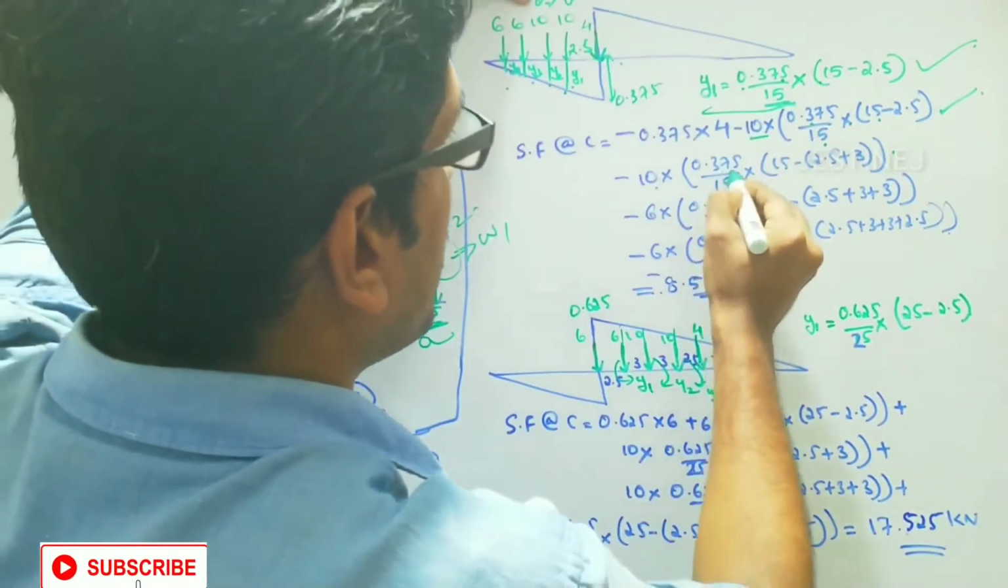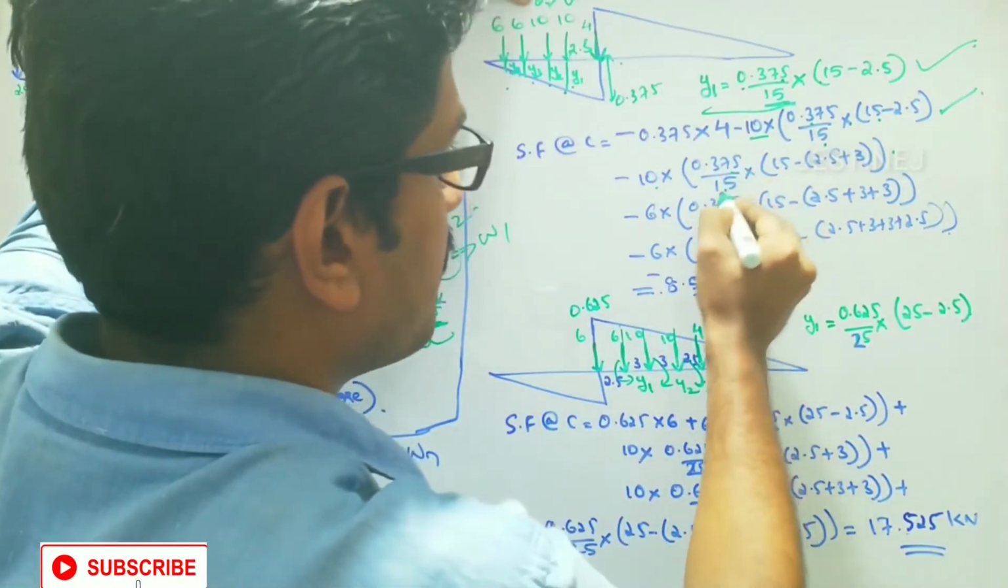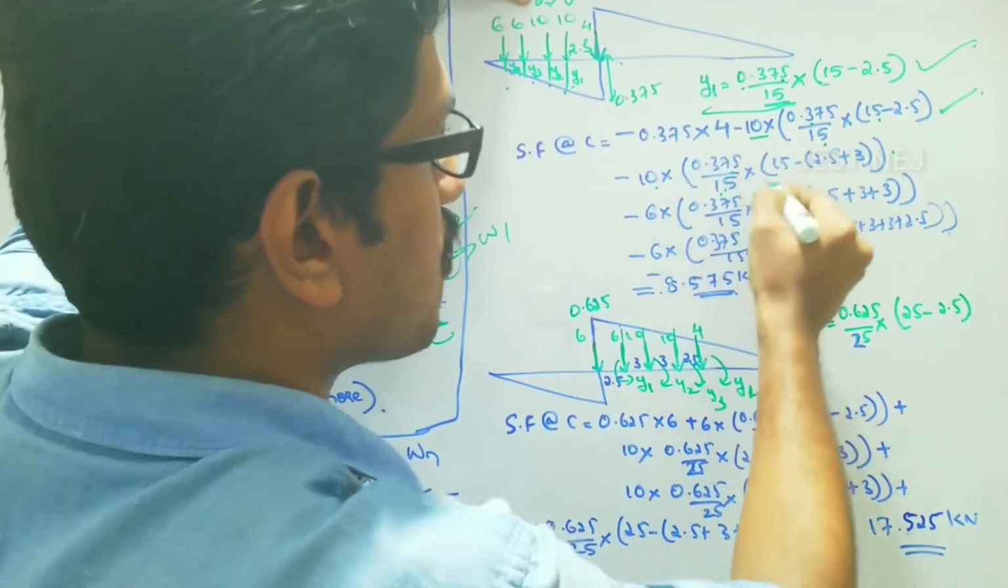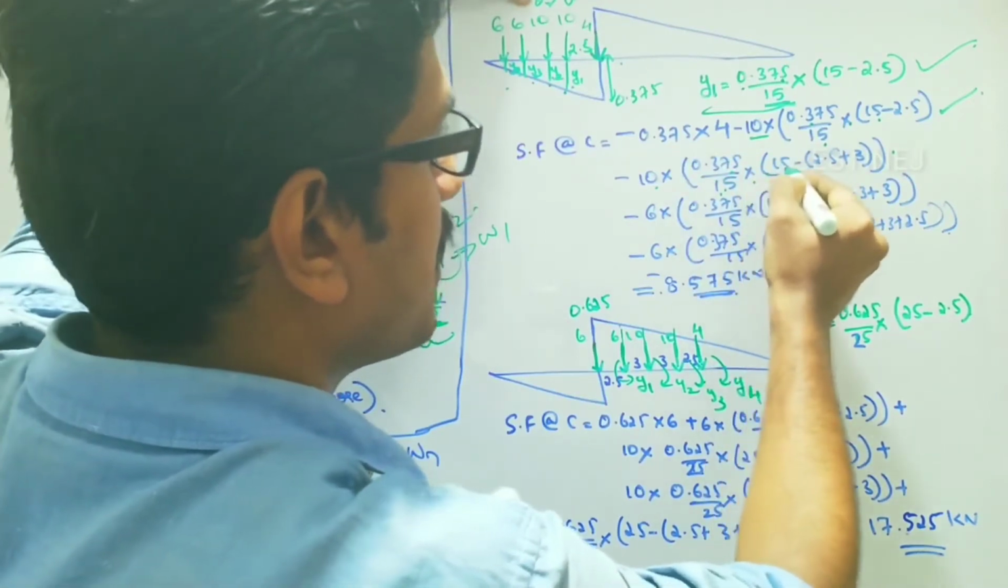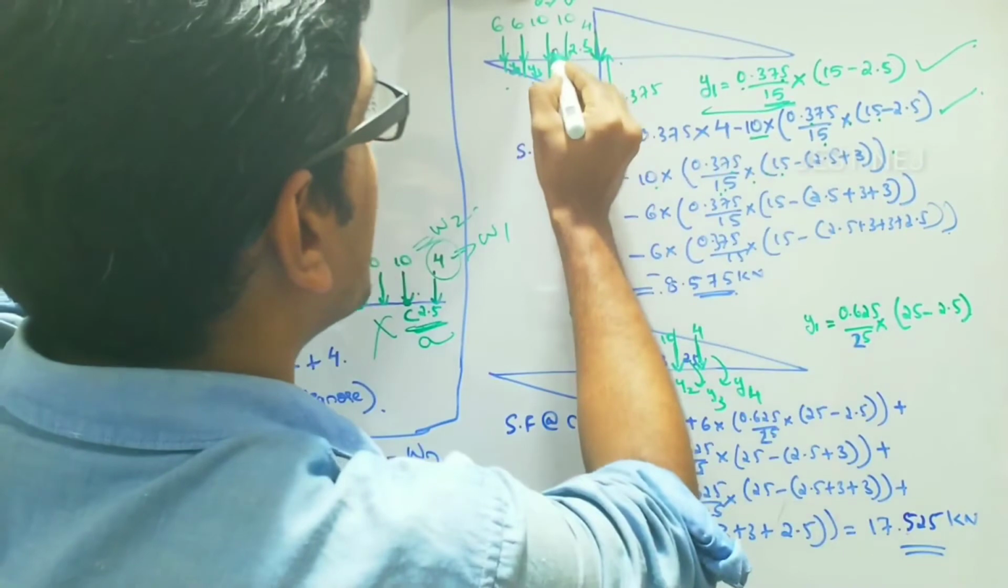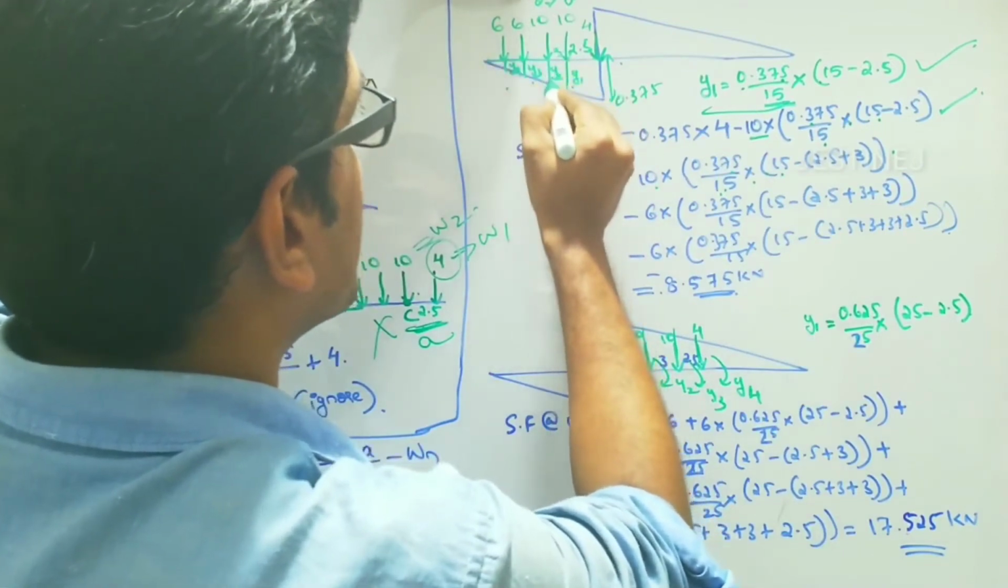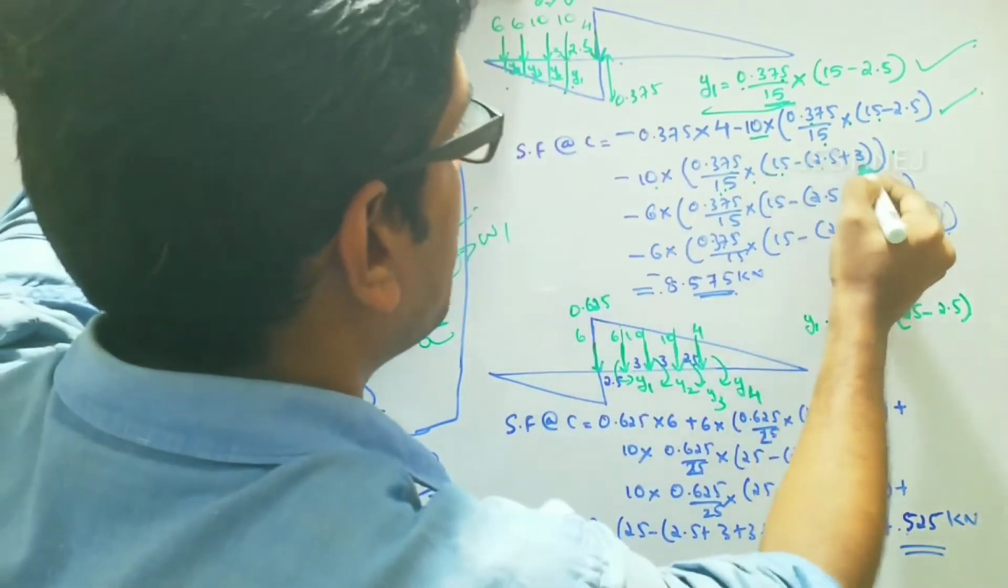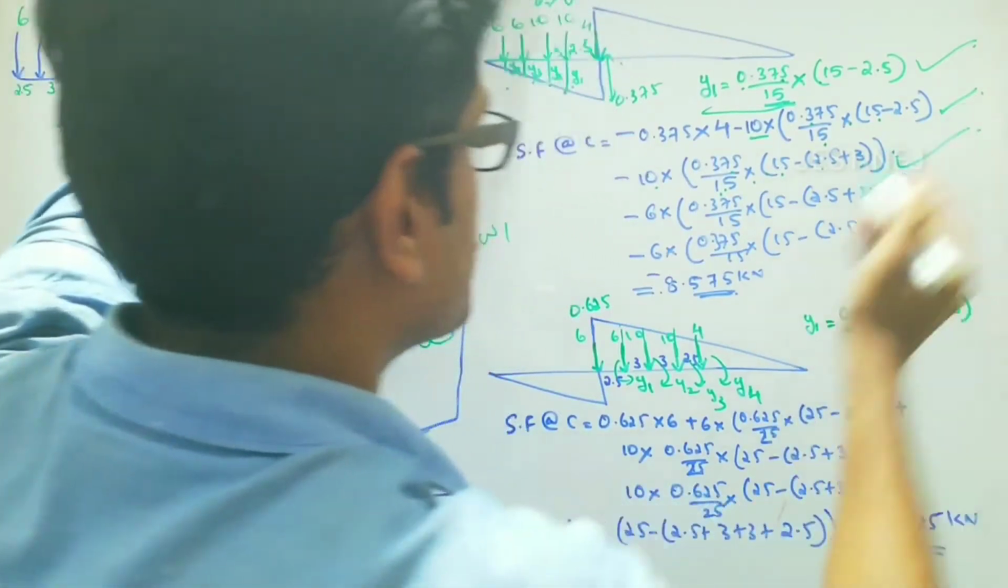Minus 10 multiplied by 0.375 by 15. This much term will be common everywhere. Multiplied by 15 minus, you have to subtract this much distance, this triangle you have to consider. So 15 minus 2.5 plus 3. Okay, so this is also over.